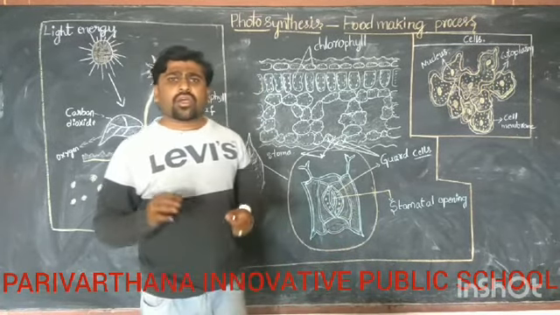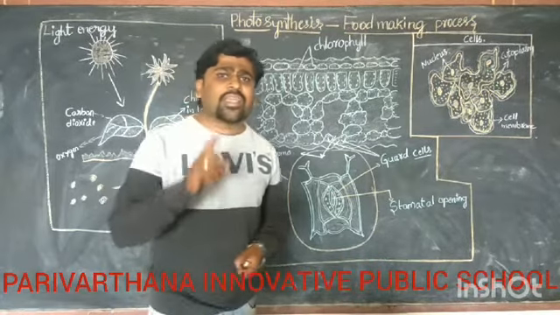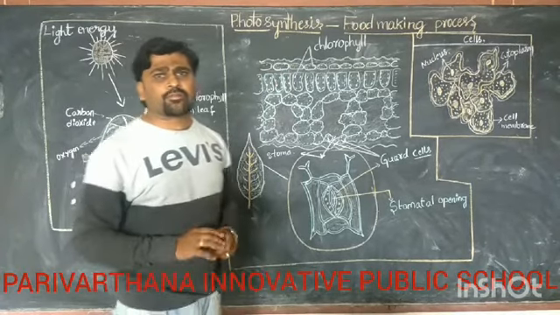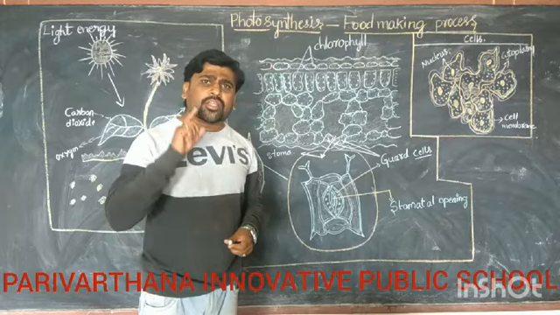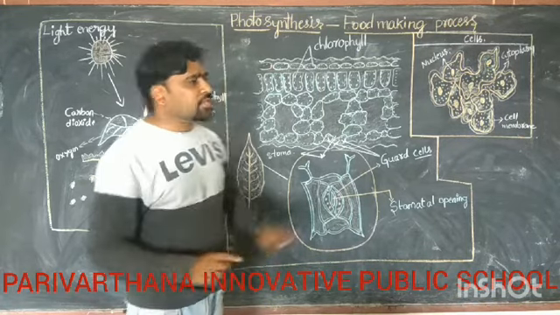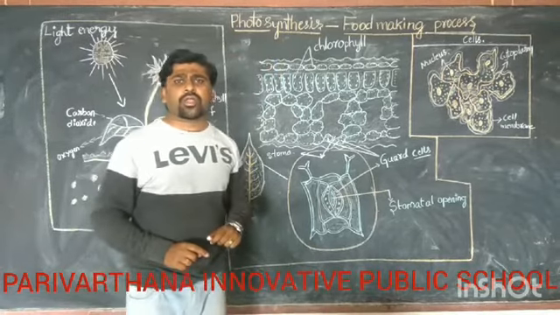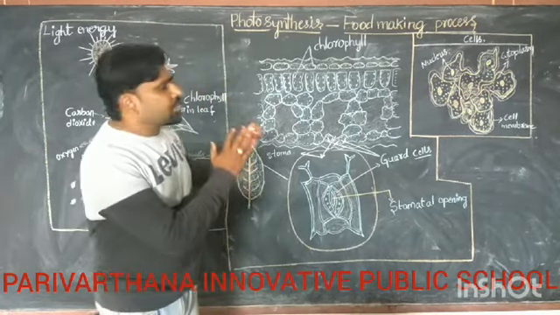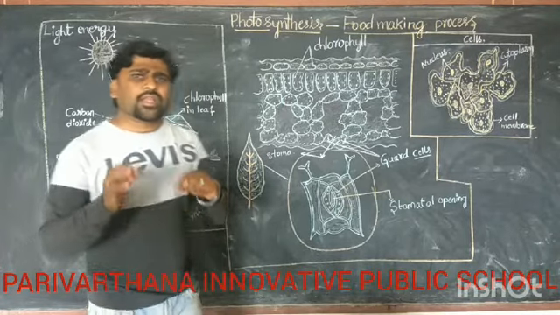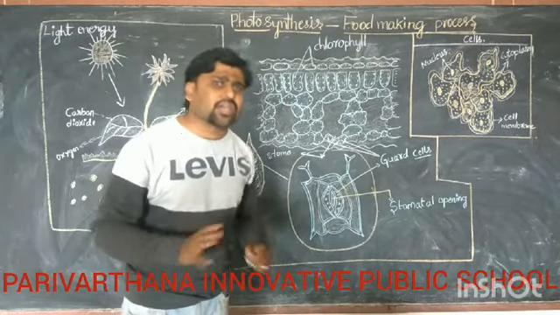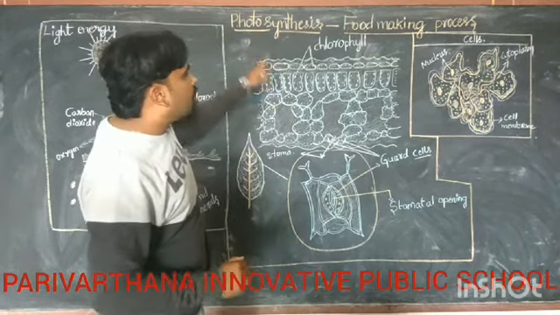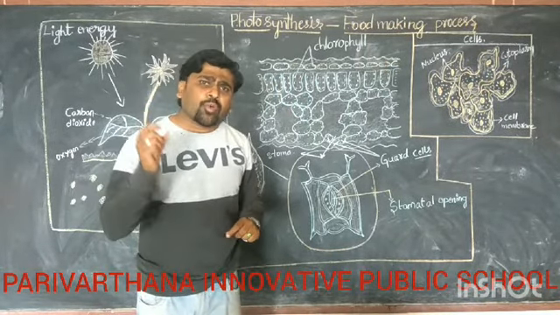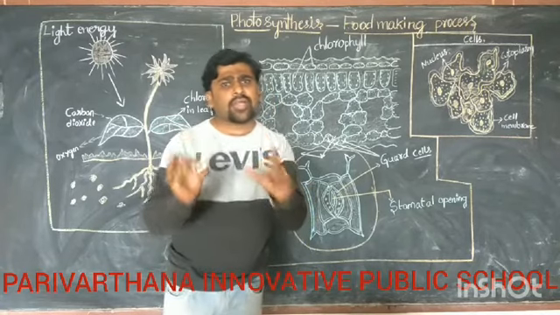Today in this class we are going to discuss a very important concept, that is photosynthesis. This is the main concept regarding nutrition in plants. Understood? Simply we can say that photosynthesis is nothing but the food making process. That means the food making process takes place in the plants.